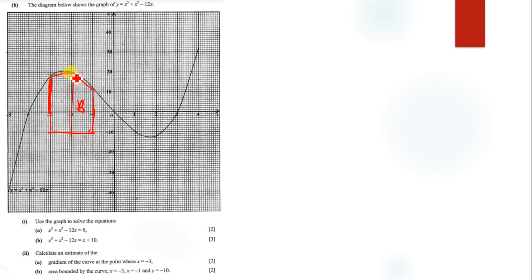So they've asked us to find an approximation, an estimate of the area. We're not finding the exact area bounded by these lines and the curve. If you use calculus, you're going to find the exact area bounded by the curve and these lines that have been given. But if you are using the trapezium rule, you are simply approximating. It's just an estimate of the area. So for the first shape there, I'm going to take this as a trapezium.